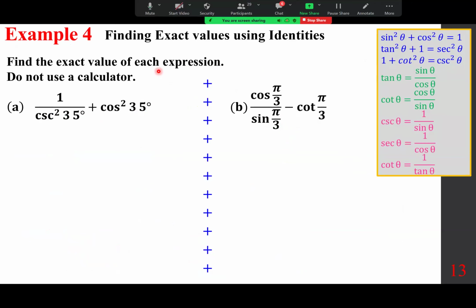Finding the exact values using identities. Find the exact value of each expression. Do not use a calculator. 1 over cosecant squared 35 degrees plus cosine squared 35 degrees. I hope you recognize 1 over cosecant is sine. Cosecant is 1 over sine, so 1 over cosecant is sine. So this is sine squared 35 degrees plus cosine squared 35 degrees, and the very first Pythagorean identity says it's 1.